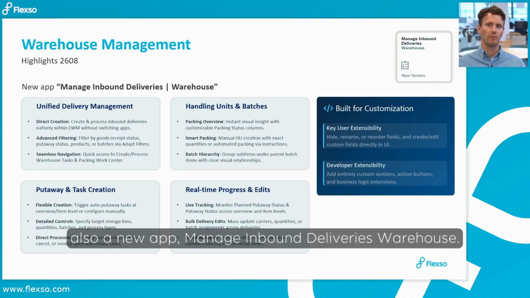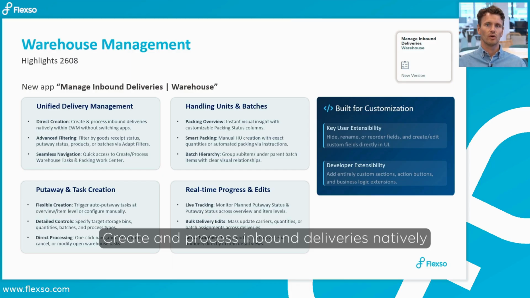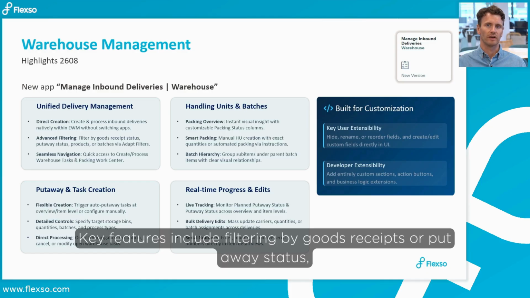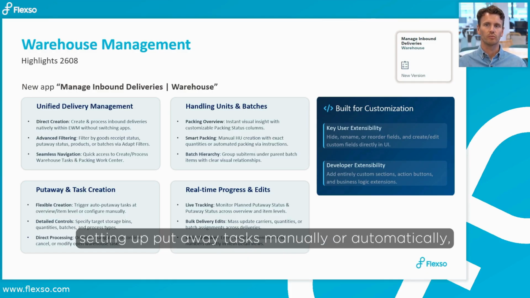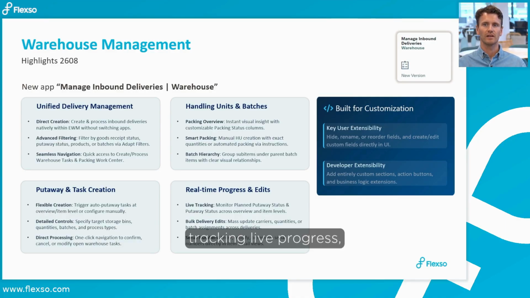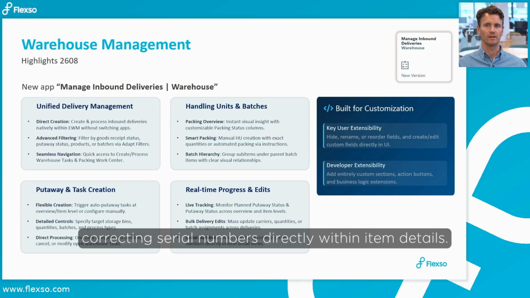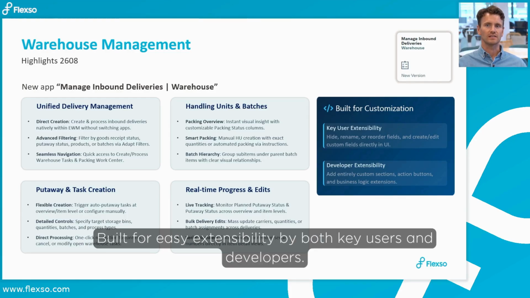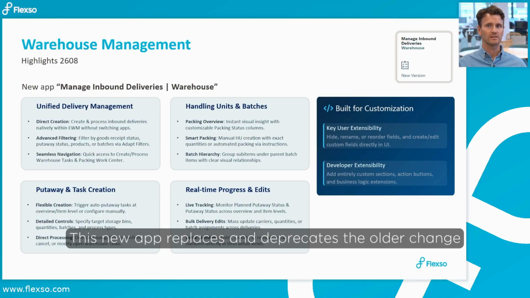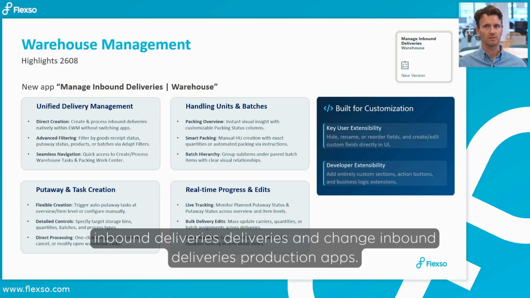Also a new app, Manage Inbound Deliveries Warehouse. Create and process inbound deliveries natively in the WM without switching between tools. Key features include filtering by goods receipt or put away status, setting up put away tasks manually or automatically, tracking live progress, mass updating carriers or batches across multiple deliveries, and correcting serial numbers directly within item details. Built for easy accessibility by both key users and developers, this new app replaces and deprecates the older Change Inbound Deliveries and Change Inbound Deliveries production apps.